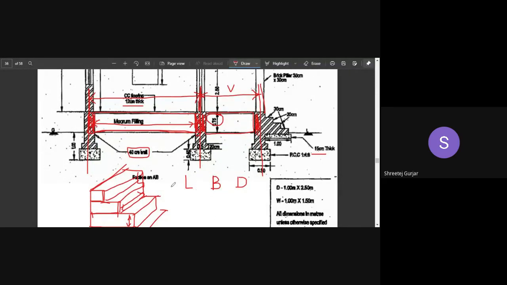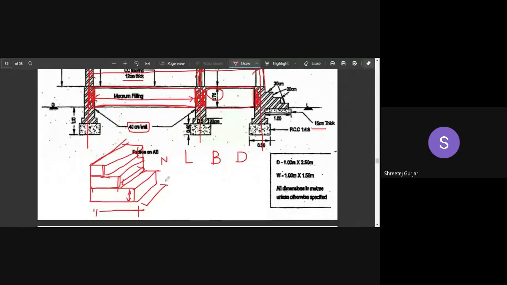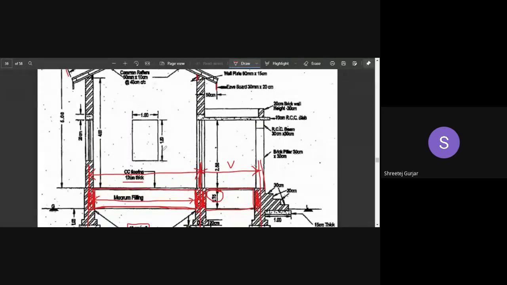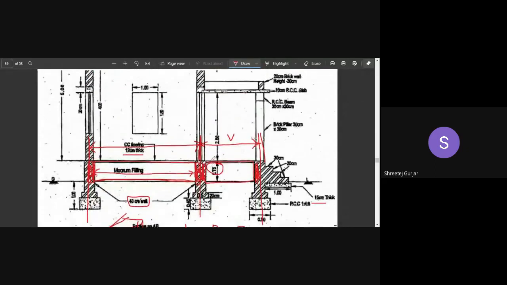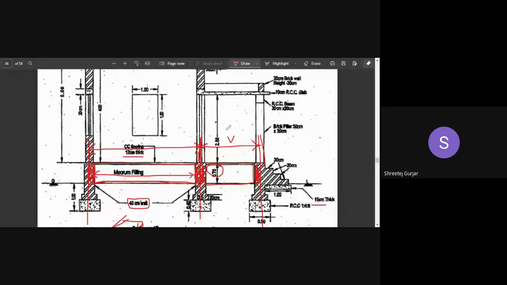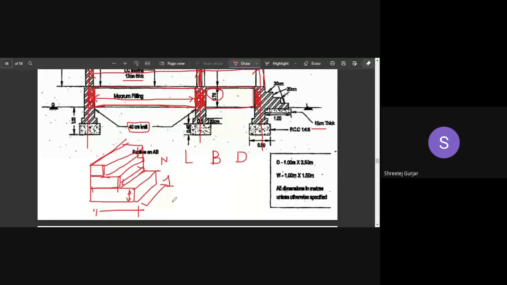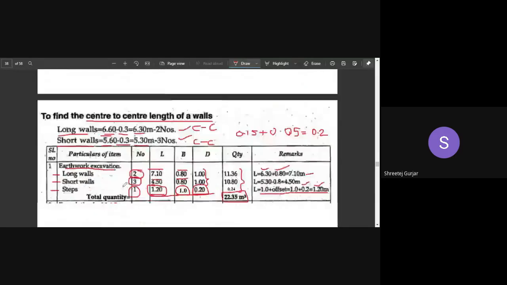So the number will be only for the veranda. For the veranda we need to calculate separately, and for this room we need to calculate separately. I have told you how to calculate for the room, and similarly you can do it for the veranda also. So the number will be 1 for room and 1 for veranda. I hope this Muram filling is clear.